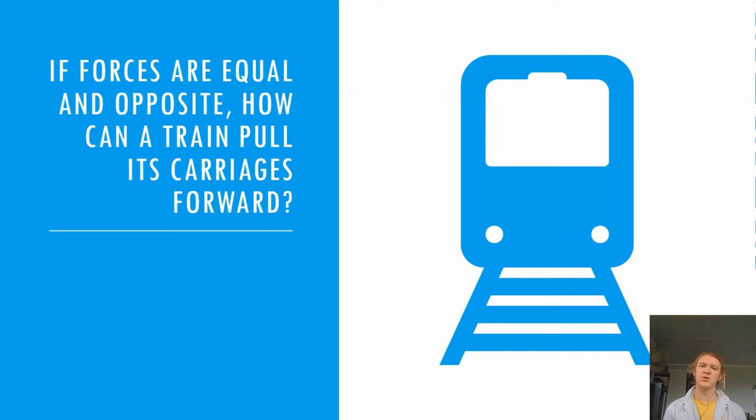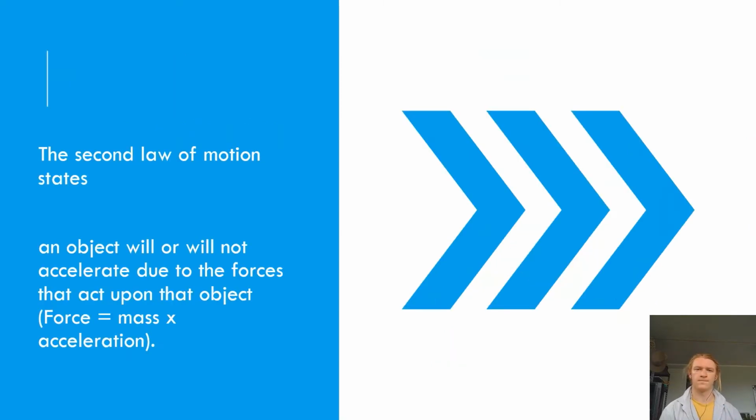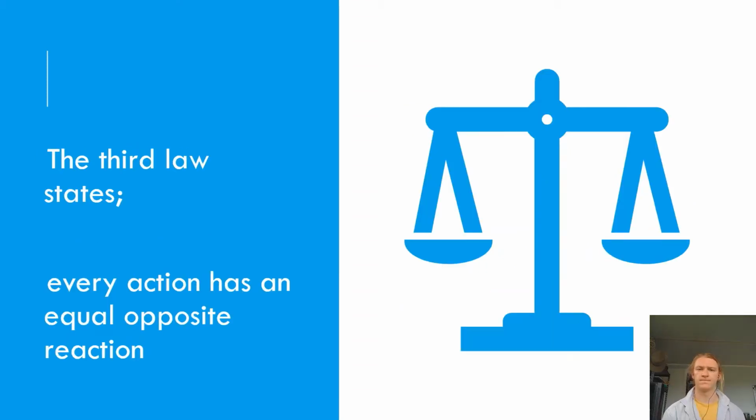But, before we go diving straight into that locomotional quandary, we need to look at a few key laws of motion. To begin, the second law states that an object will or will not accelerate due to the forces that act upon that object, or in mathematical terms, force is equal to mass times acceleration. That one's pretty simple. If you kick a soccer ball, it's going to move, and if no force is applied, no acceleration will occur.